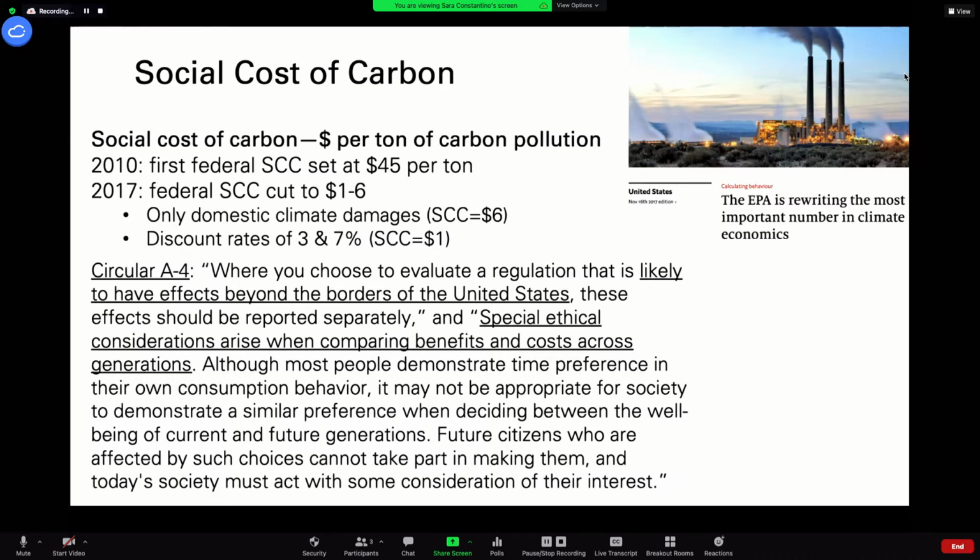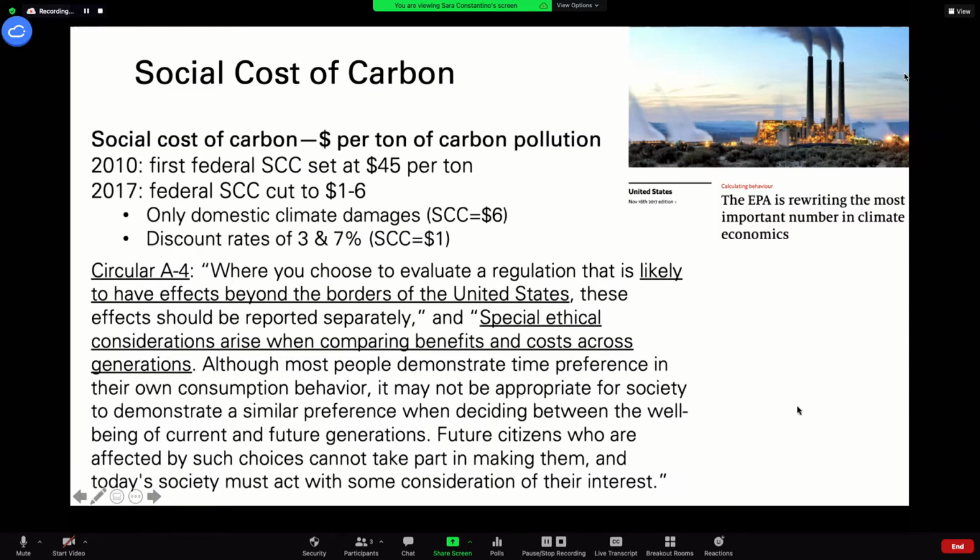And so they reference a guidance document from the Office of Management and Budget that's called the Circular A4, but overlook the sections about spatially and temporally distributed costs and benefits. So I'm just going to read that to you here.